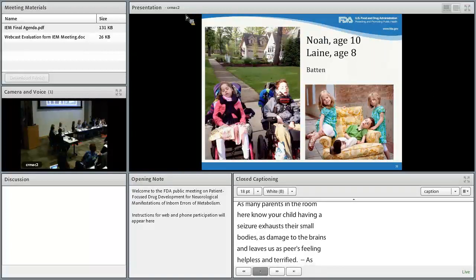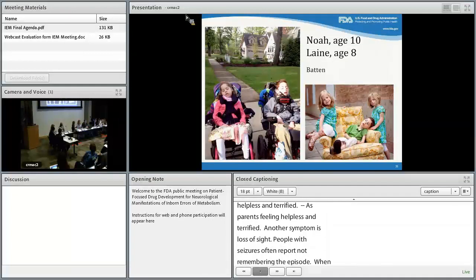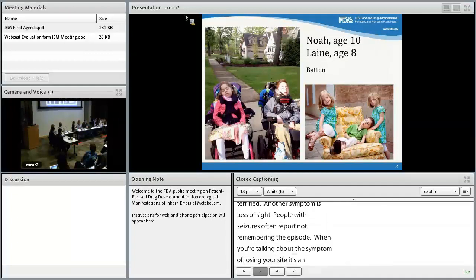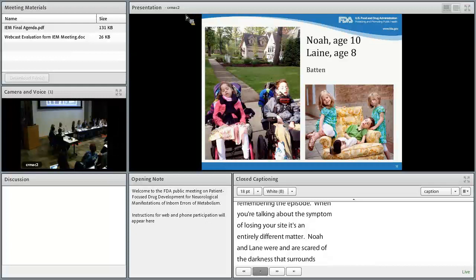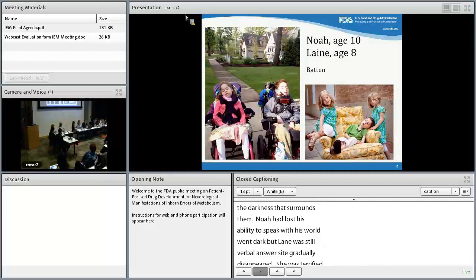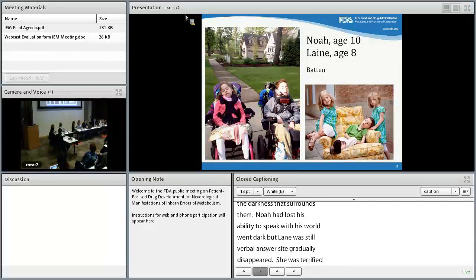Another symptom is loss of sight. People who have seizures often report not remembering the seizure episode, but when you're talking about the symptom of losing your sight, it's an entirely different matter. Noah and Lane were and are scared of the darkness that surrounds them. Noah had lost his ability to speak when his world went dark, but Lane was still verbal as her sight gradually disappeared, and she was terrified and would often cry to us, asking us if she would become like Noah.